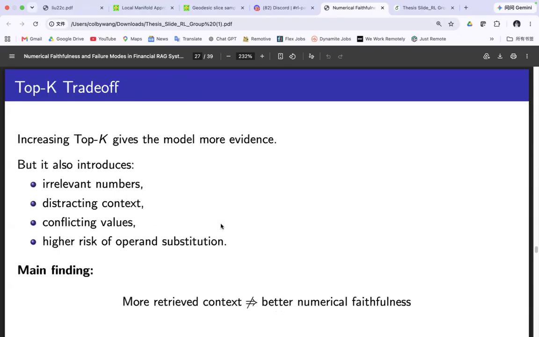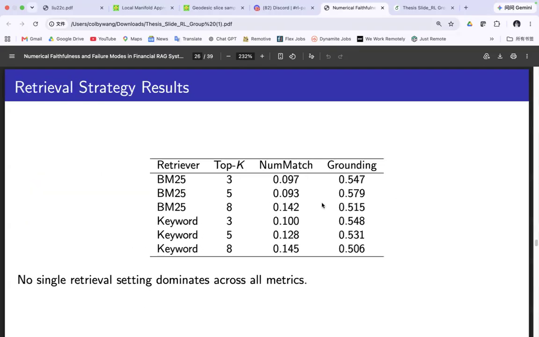And so top K trade-off, this is a very important parameter. If we give it a very high top K, it may introduce irrelevant numbers, distracting context, and also conflicting values. And this could introduce higher risk of operand substitution. And the main finding is that more retrieved context does not necessarily lead to better numerical faithfulness. And we see that the grounding score actually reduced, even though the non-match actually increased.